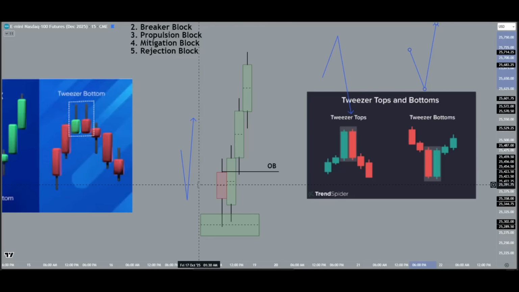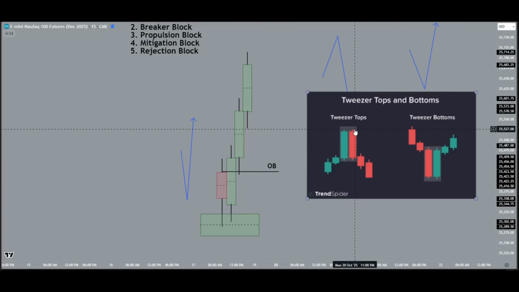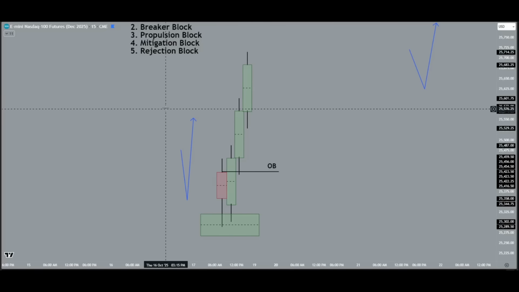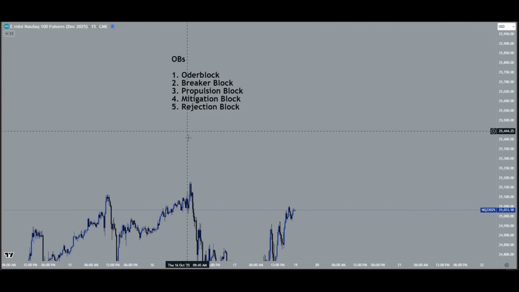Once again, this is just the basics. We're about to kick it up a couple notches here, okay? But just remember, guys, this is what we're looking for. When you look at an OB, this is what we're looking for, okay? Now we're about to talk about prop blocks, and we're going to go over one example of an OB in a live market, or a past example.